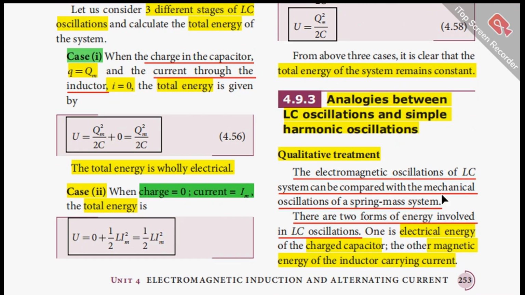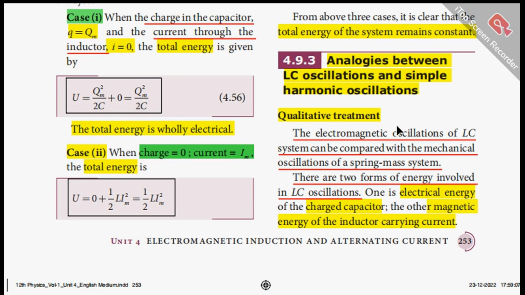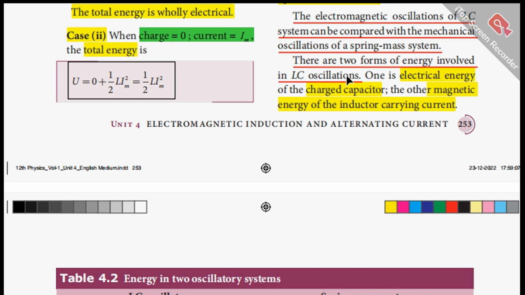Now let us see what are the analogies between LC oscillations and simple harmonic oscillations. Let us have a qualitative treatment. The electromagnetic oscillations of an LC system can be compared with the mechanical oscillations of a spring-mass system. There are two forms of energy involved in LC oscillations. One is electrical energy of the charged capacitor, and the other one is the magnetic energy of the inductor, which carries a current.